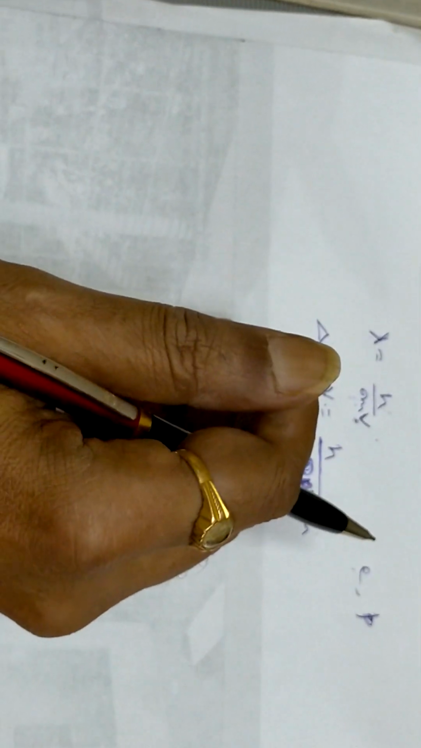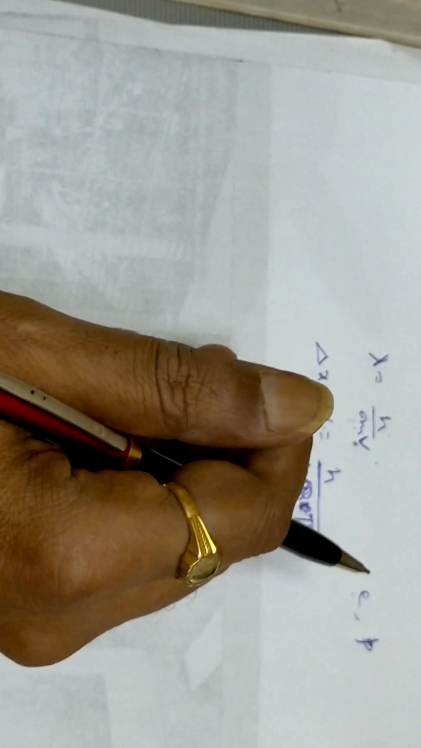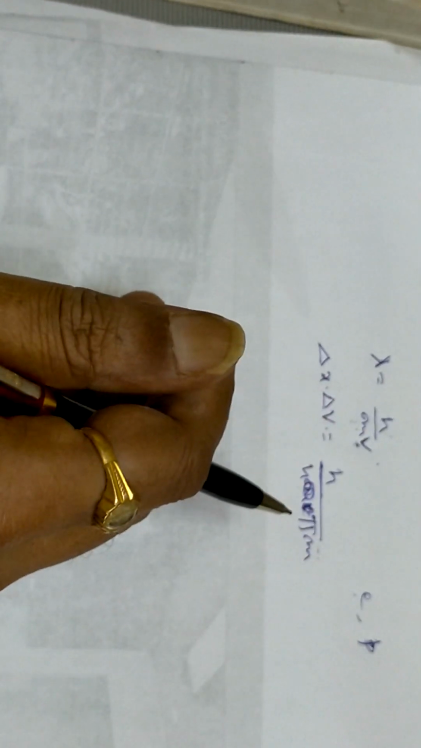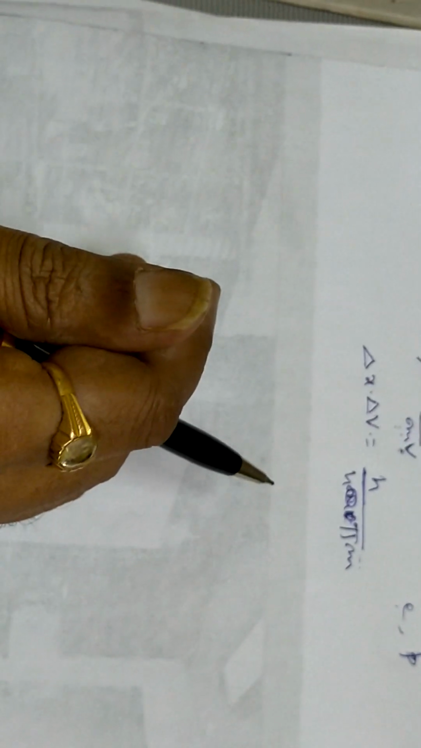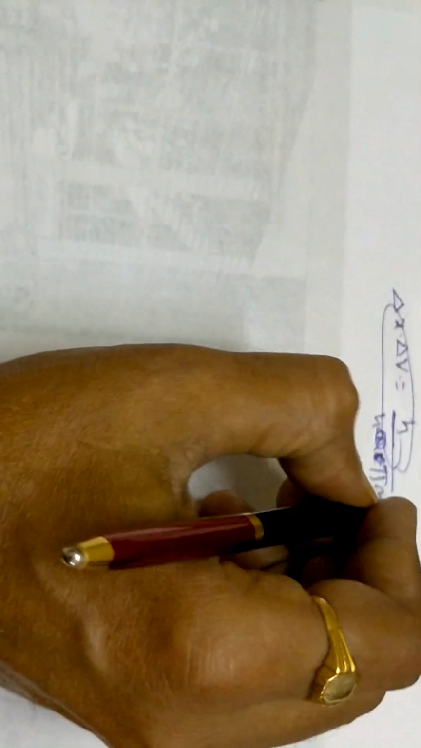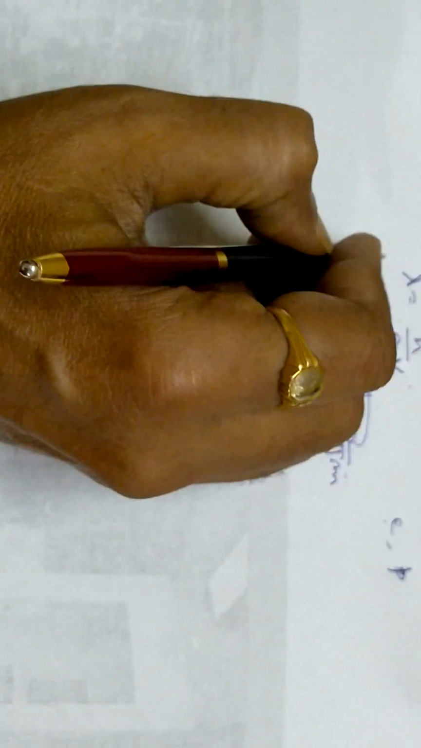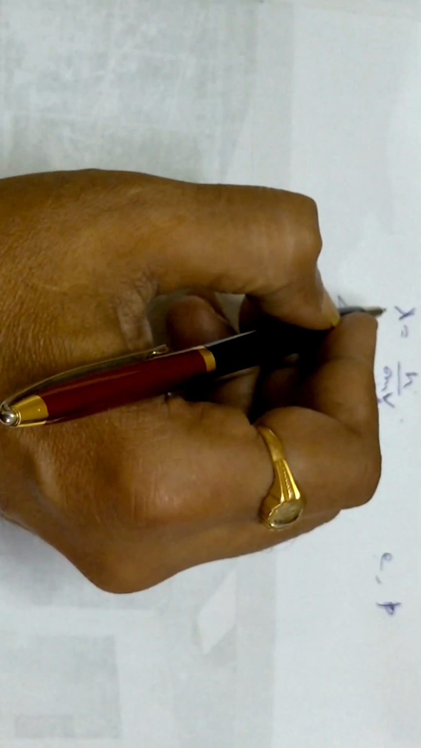So, h by 4 pi m. Confusion will be there on this, between the Heisenberg uncertainty principle and the de Broglie principle. So don't get confused here. One more question can be asked like this.